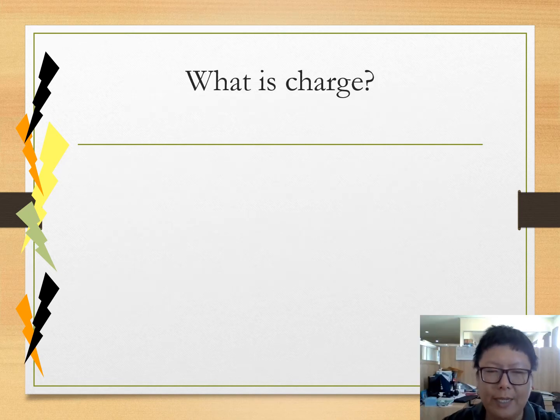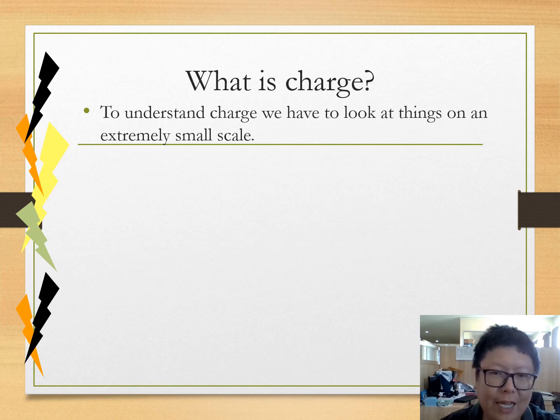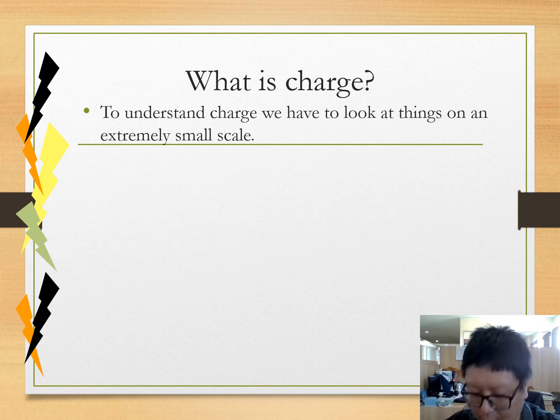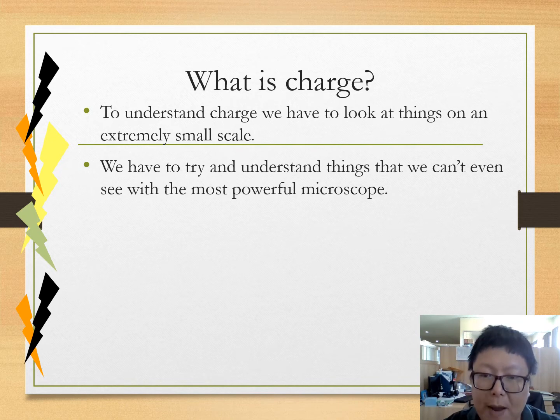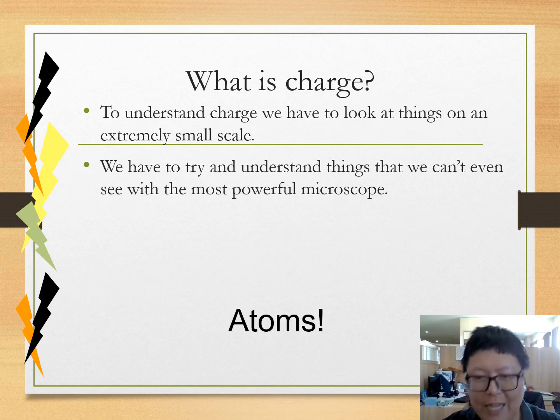So you can see that the paper is attracted by the plastic ruler because the plastic ruler has charge. Okay, so what is charge? To understand it, you have to look at things on an extremely small scale. You have to try to understand the things that we cannot even see with the most powerful microscope. That is atoms.